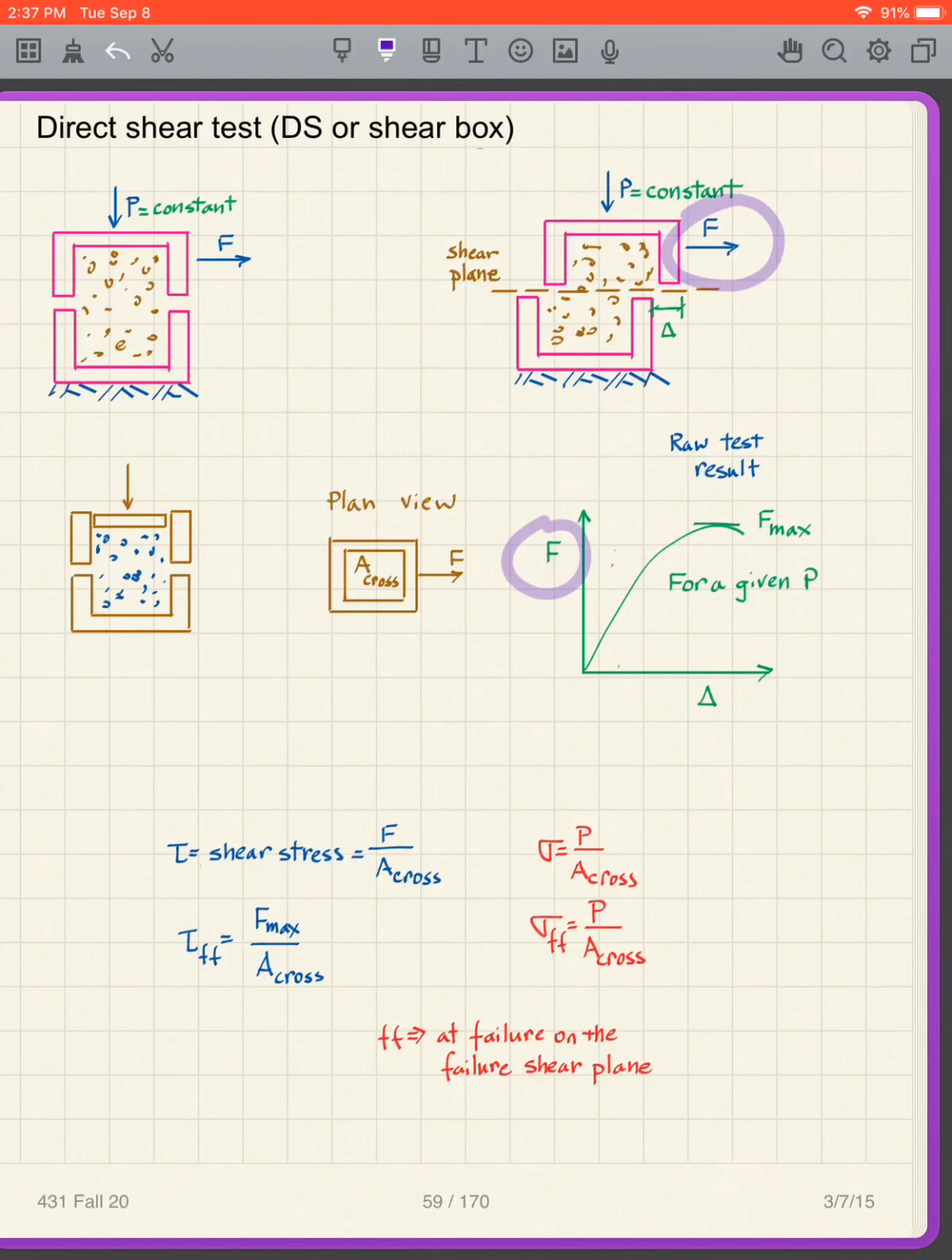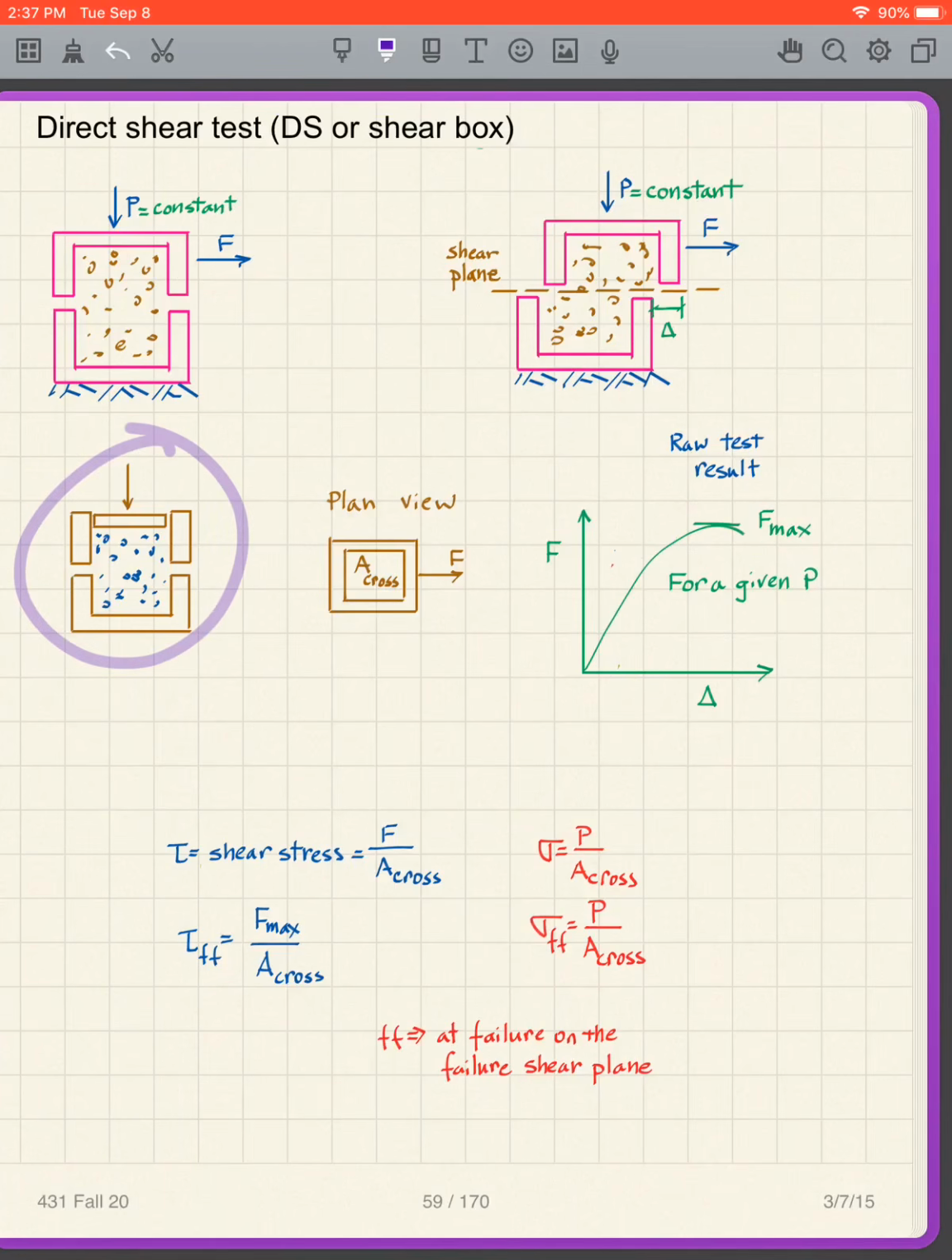So we plot that up. As we increase F, we increase delta. So we get an increase. We hit a peak. We get an F max for a given P. And we can get the strength from that F max, for instance.